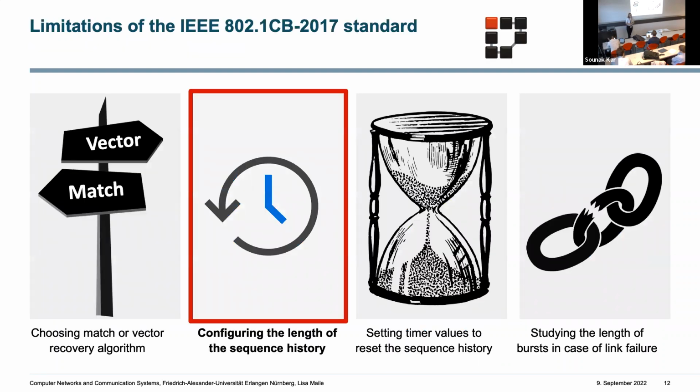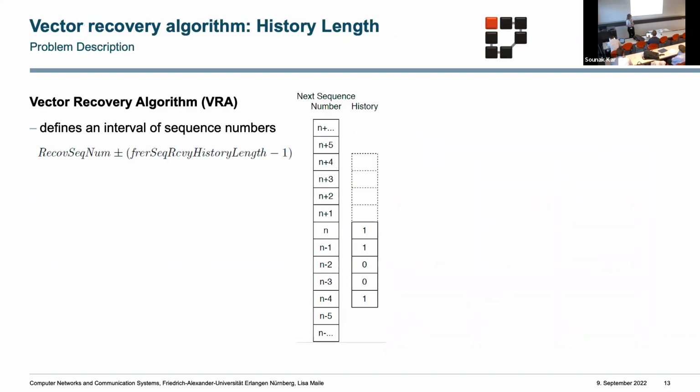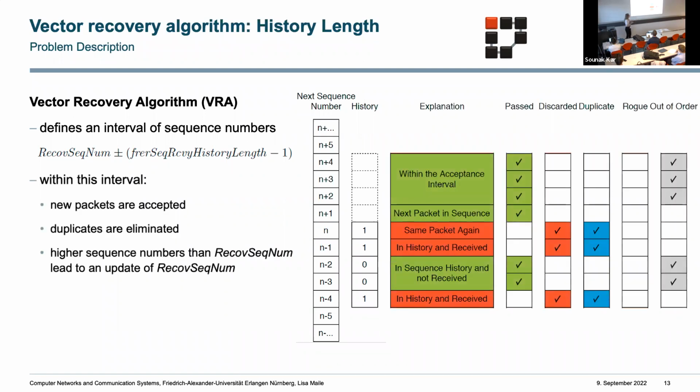algorithm, then there's another algorithm that is proposed by the standard, which is called the vector recovery algorithm. Instead of storing only one sequence number, we now have a sequence interval with the length of the sequence history. So here we assume that sequence number n has arrived, and we have a history which tracks whether the sequence numbers have arrived or not. And we also cover the same length in the future. So what happens if a new packet arrives? If it is within this interval, for example just the next sequence number, it would be the next packet, everything would be good, it would be passed.